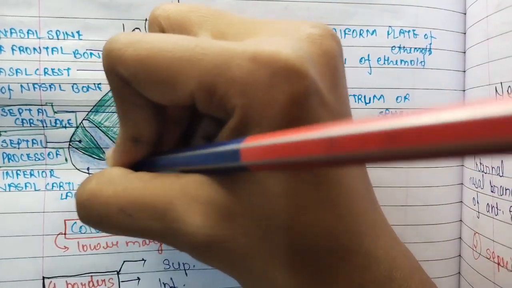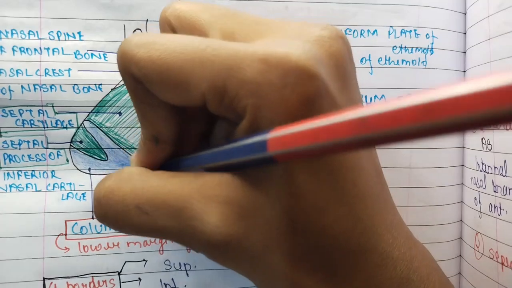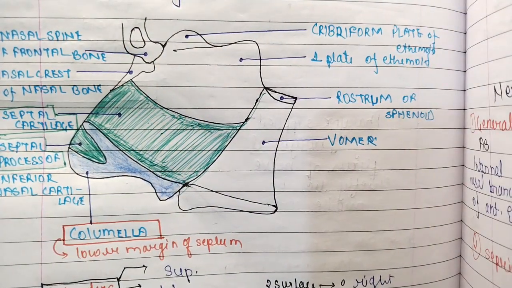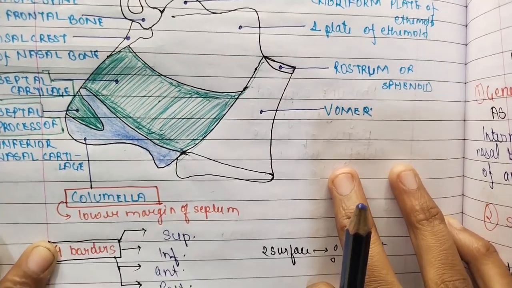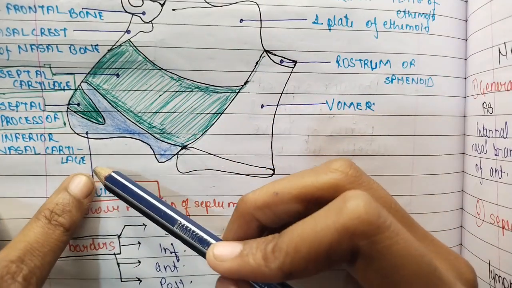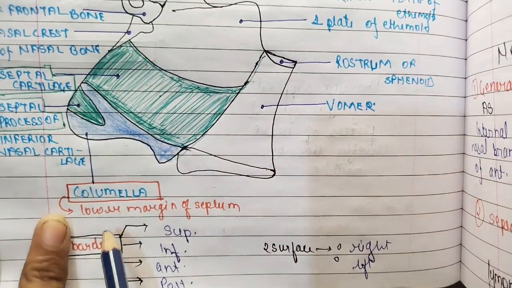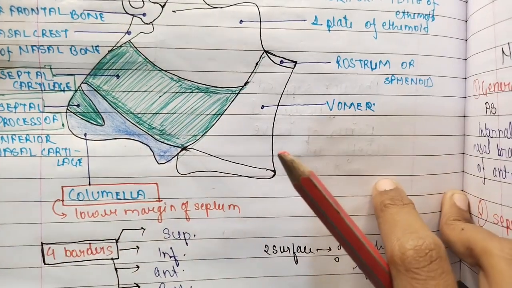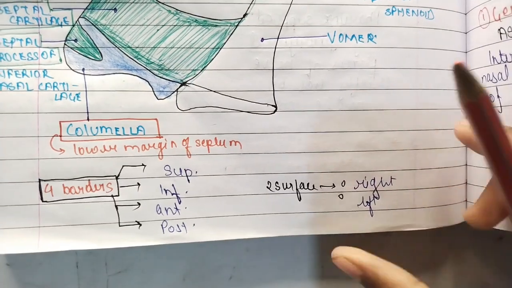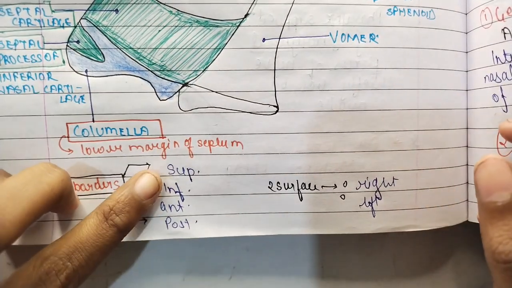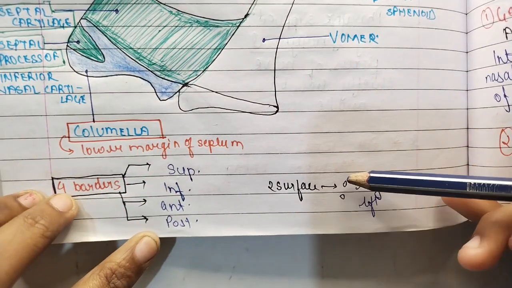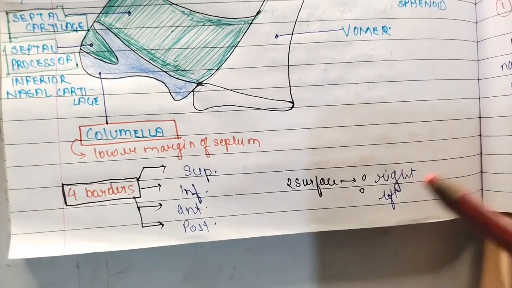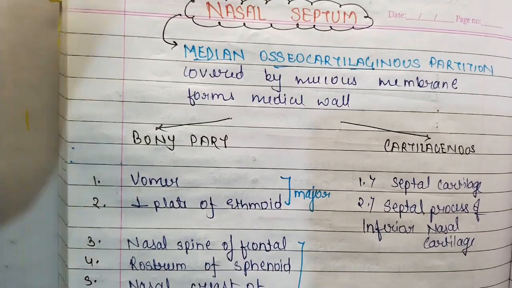Okay, so in this diagram itself we have covered all the bony part and the cartilaginous part, and we have also learned about the columella, where it is situated, and that it is situated on the lower margin of the septum. Okay, now in the nasal septum we have four borders and two surfaces. These four borders are superior, inferior, anterior, and posterior, and the two surfaces are the right and the left surfaces. Okay, so this is all about the general introduction to the nasal septum.